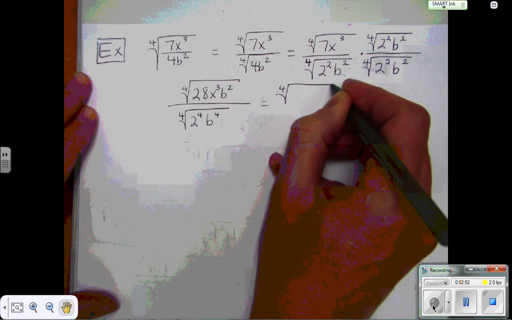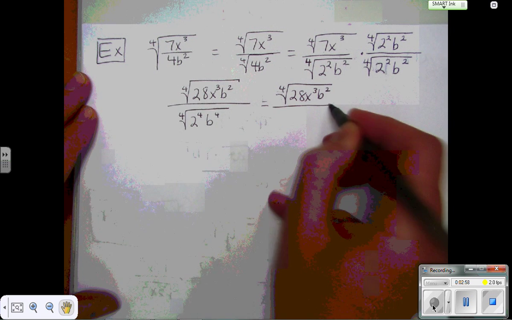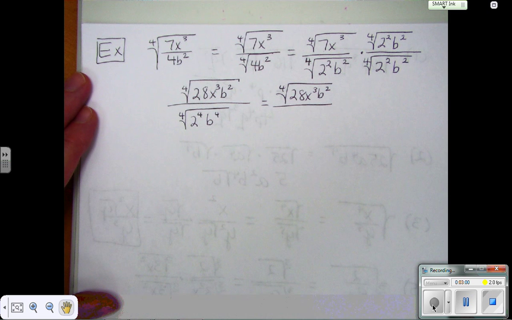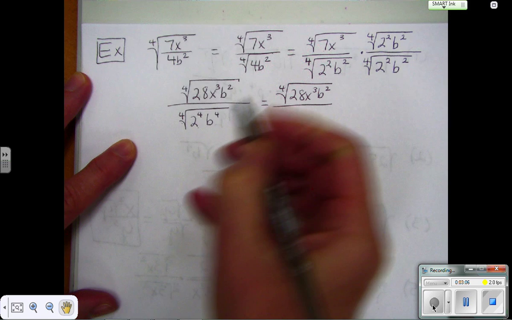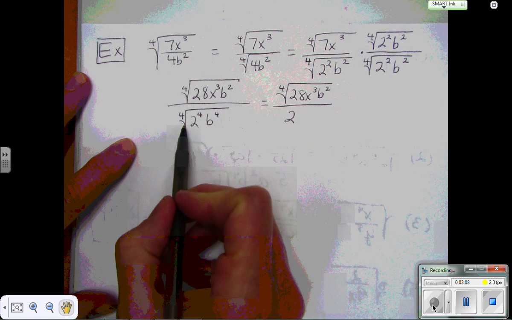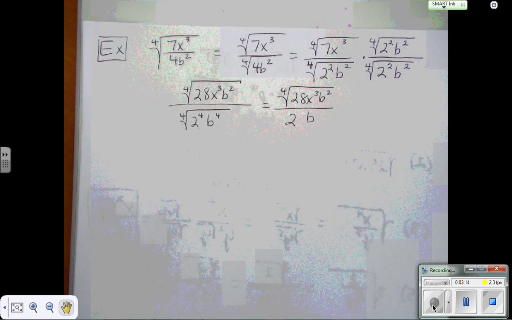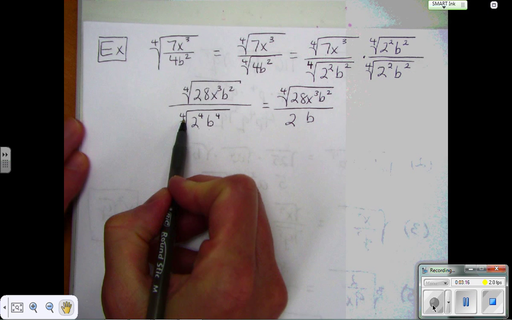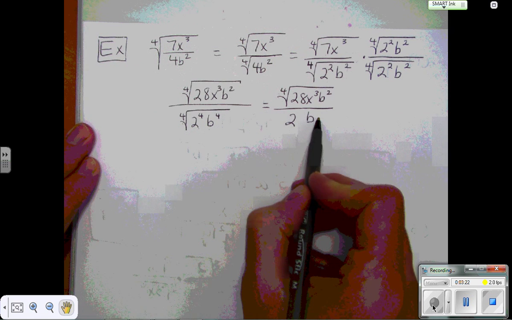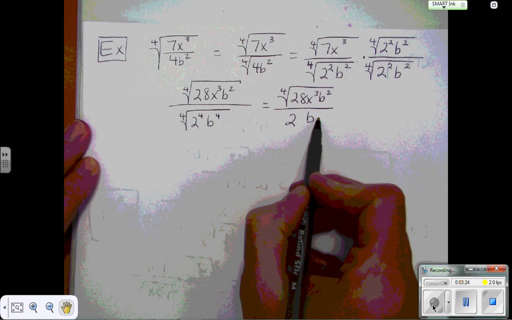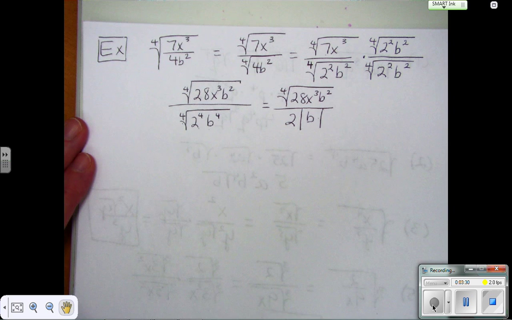So my final answer, my numerator is going to be the 4th root of 28 x to the third b squared, and then the denominator, the 4th root of 2 to the 4th is just 2, and the 4th root of b to the 4th is just b. Now you guys are going to love this part because since I started with an even index in the denominator and I have an even exponent on my b, and now it's an odd exponent when I simplified it, that's right, I get to put absolute value around the b. Yay! And that's your final answer.